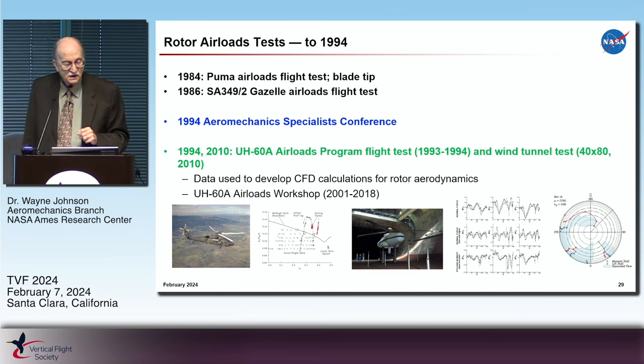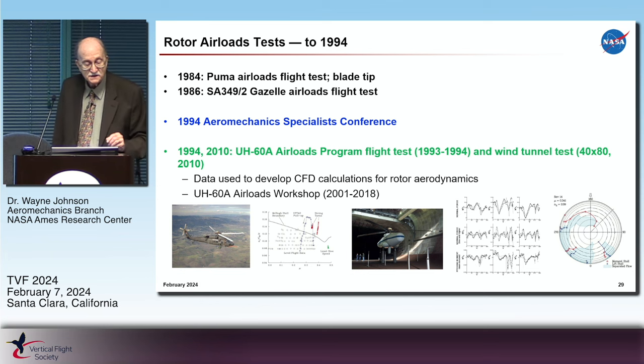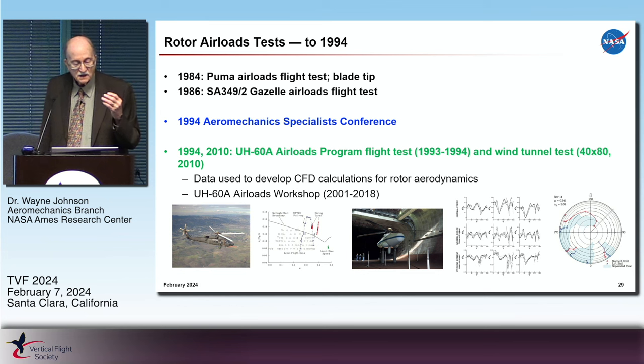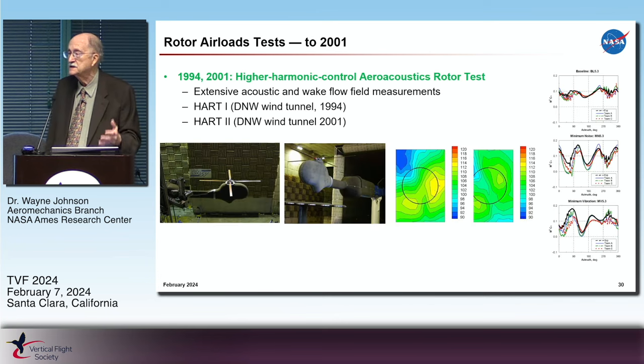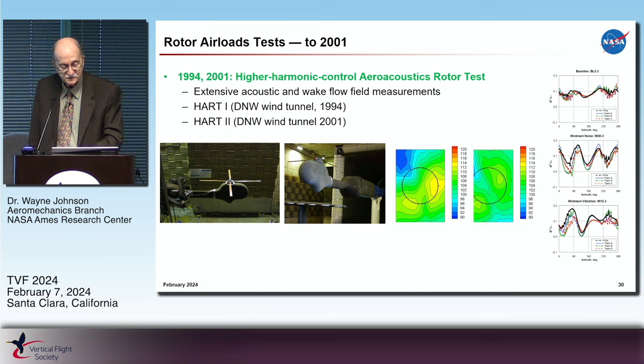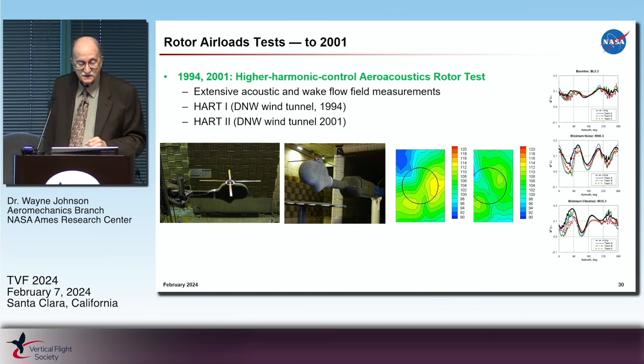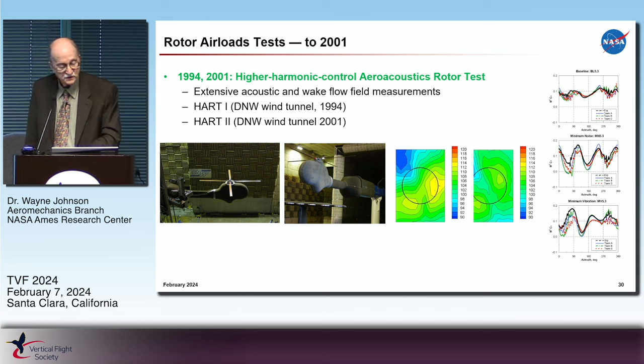High harmonic control, the HART aeroacoustic rotor test, very important, because that was conducted in the DNW, which is a very good anechoic test facility, so it had acoustic data. Besides pressure data on the blades, we had acoustic data, and it also involved high harmonic control. So again, very extensive use to develop CFD aeroacoustic codes. That was followed in the DNW by the TRAM. So we do have tiltrotor performance and airloads data on a quarter scale tiltrotor.